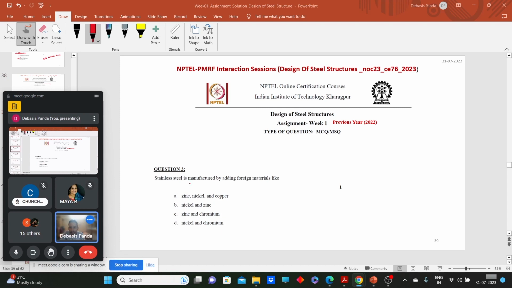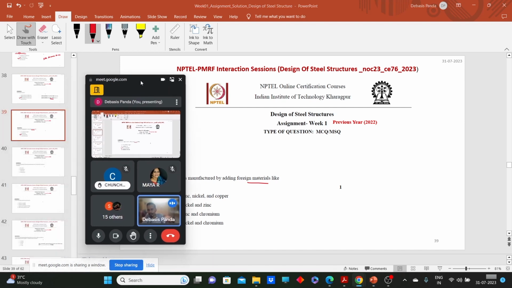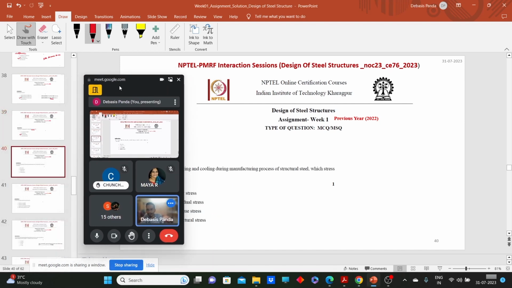Stainless steel is manufactured by adding foreign materials like carbon, zinc and chromium. Very good. We have already seen this for the stainless steel material, you can refer to the slide also. I have already said there high strength, high carbon steel and the foreign materials. Now, let's go to the next question.